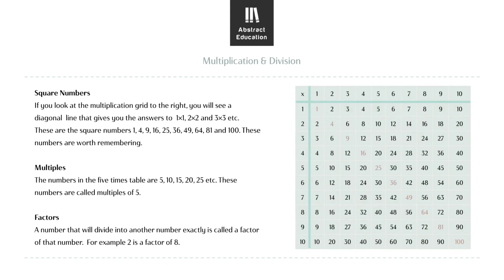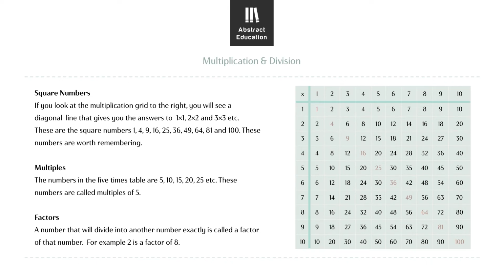If you look at the multiplication grid, you will see a diagonal line that gives you the answers to 1 times 1, 2 times 2, and 3 times 3, etc. These are the square numbers, so 1, 4, 9, 16, 25, 36, 49, 64, 81, and 100. These numbers are worth remembering.